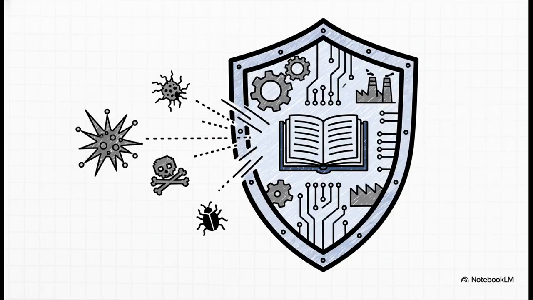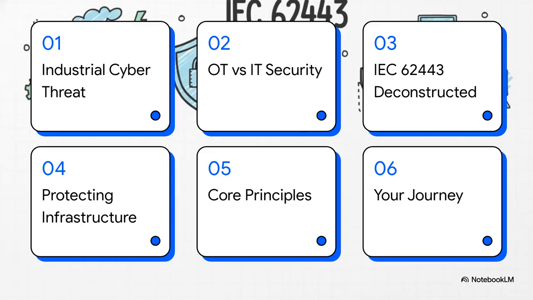Okay, so how do we fight back against these kinds of threats? Well, the international community got together and created a game plan, a specialized framework just for this problem, and that's IEC 62443. Think of it as the security playbook for the entire world of industrial control systems. So, here's our roadmap for today. We'll kick things off with the threat landscape, then get into why OT security is its own special beast. From there, we'll pull apart the IEC 62443 standard, talk about its core ideas, see where it's used, and finally point you in the right direction to get started.